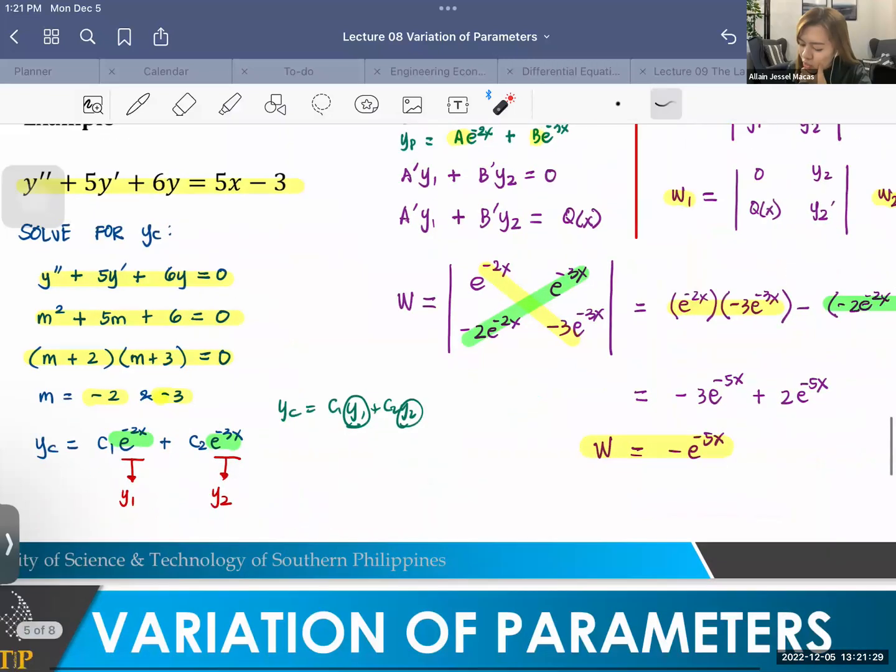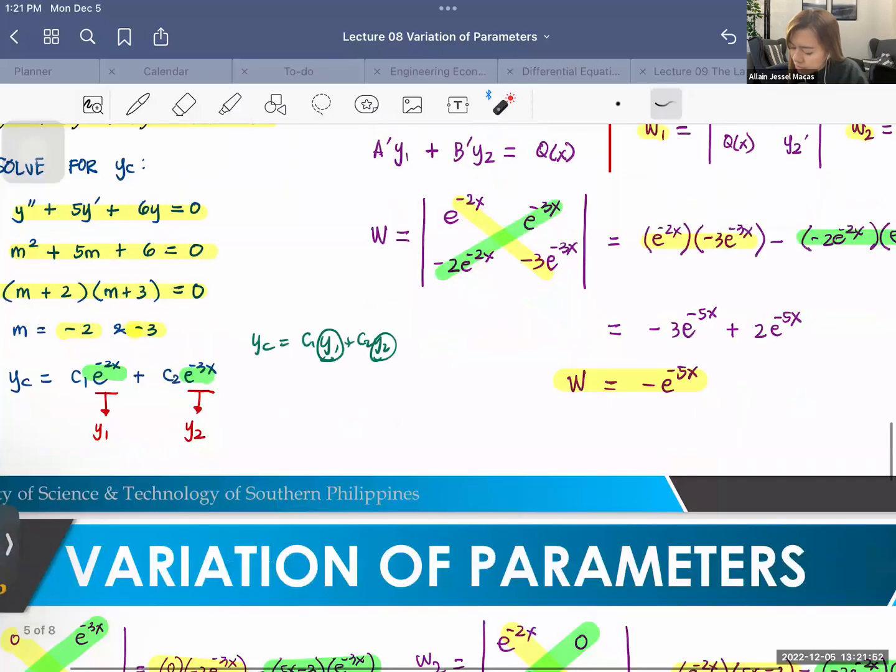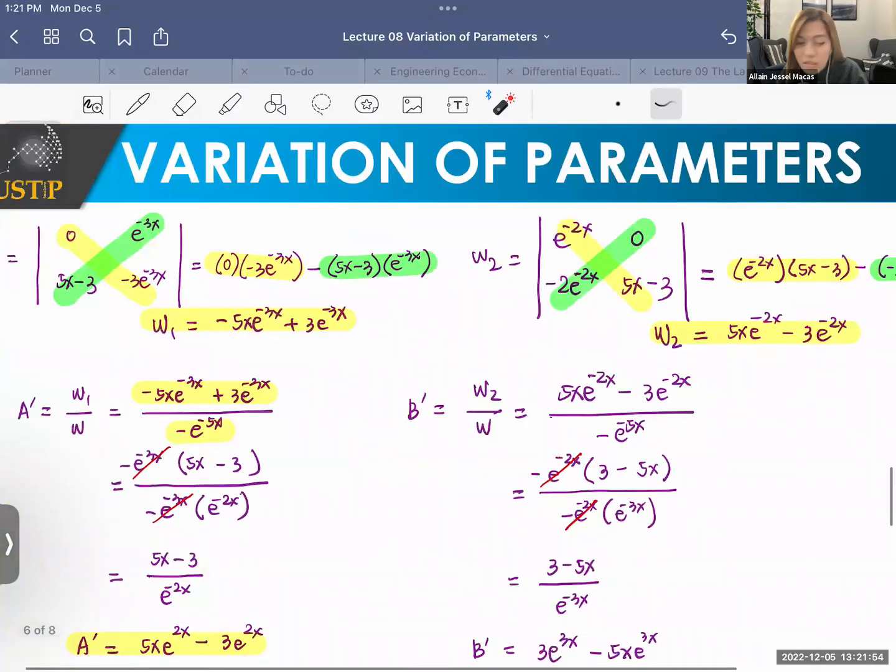So it's important to solve the YC first, even in the method of undetermined coefficients, class. We do the YC first to see if there is a possible same term in your YC, so that you can set up your YP. It's the same with variation of parameters, but there we use the expressions of your Y1 and Y2. Okay? That answers the question.